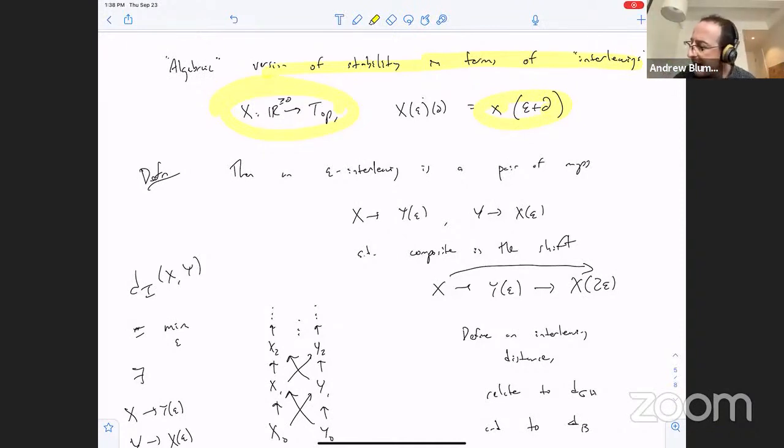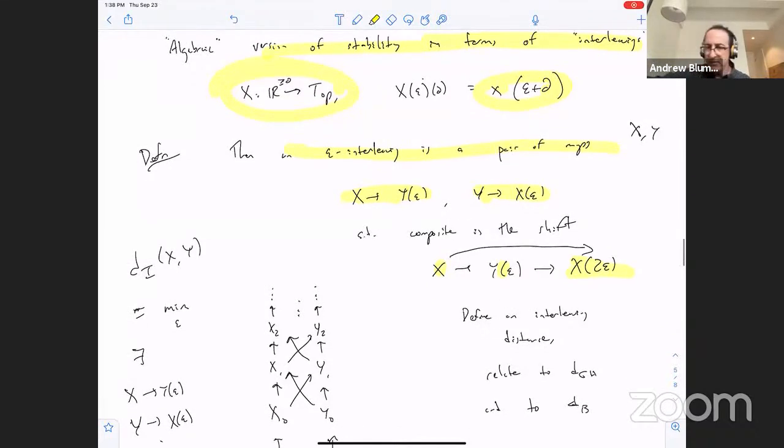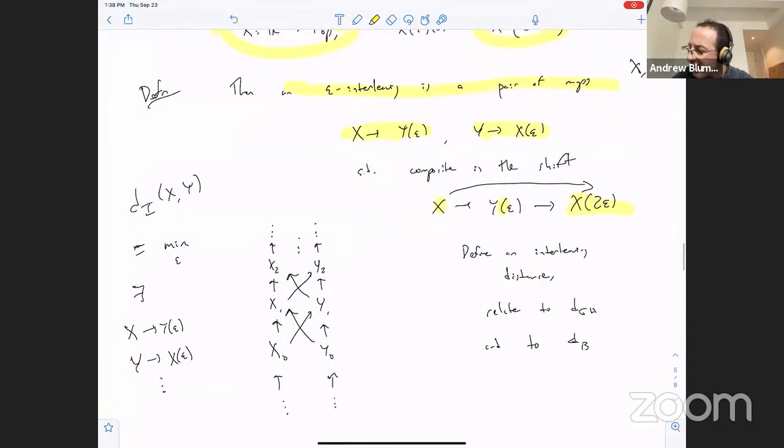And so our definition is that an epsilon interleaving between two functors, X and Y, of this form is a pair of maps, or really a family of maps, from X to the epsilon shift of Y and from Y to the epsilon shift of X, such that both composites are right. If I go from X to Y epsilon to X 2 epsilon, that's just the structure maps of X. This is maybe hard to assimilate from that formula, so what the picture of this looks like is something like this.